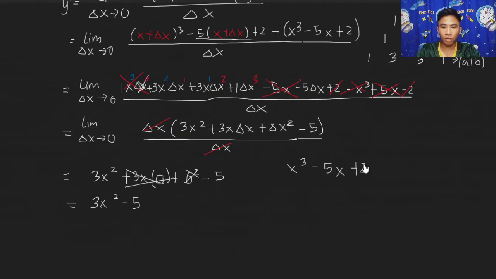So, checking shortcut derivative. Yan. Shortcut method tayo. So, simply y prime, just bring down 3x and then 3 minus 1, 2, minus the derivative of x is 5. So, this will be our answer. So, we have answer right.